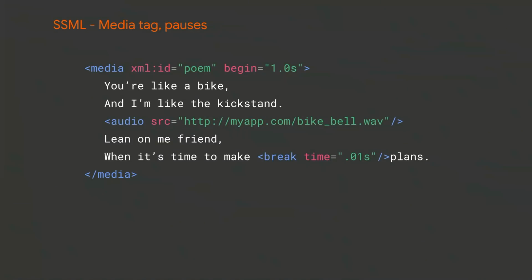But there's more than just text and sound effects. There's sound layering, and that's what we're going to talk about here. We have a tag called media. What media does is allow you to essentially make two or multiple tracks and then layer them together.